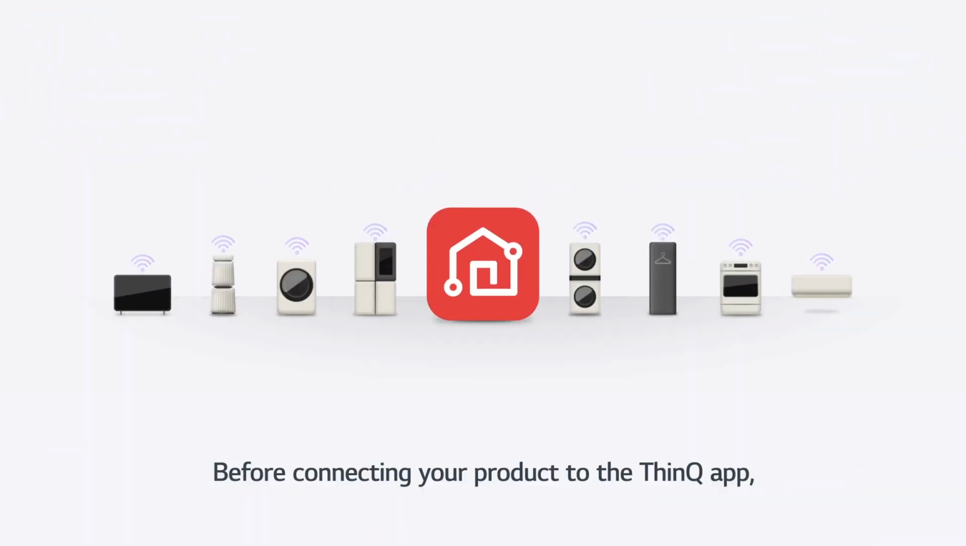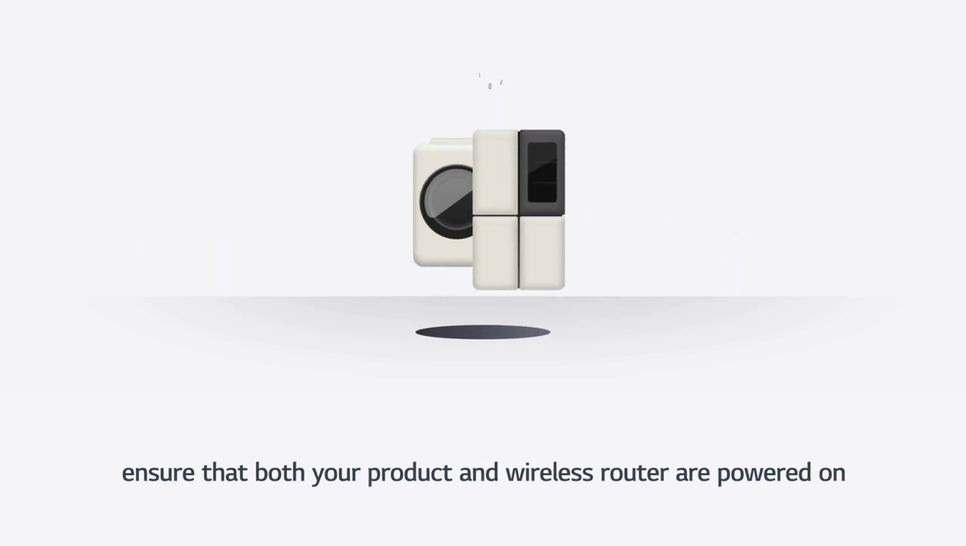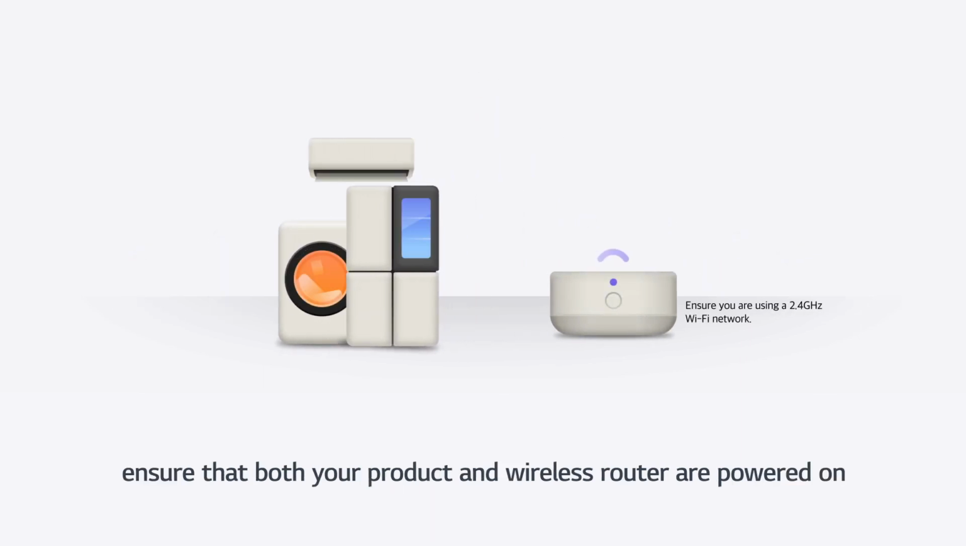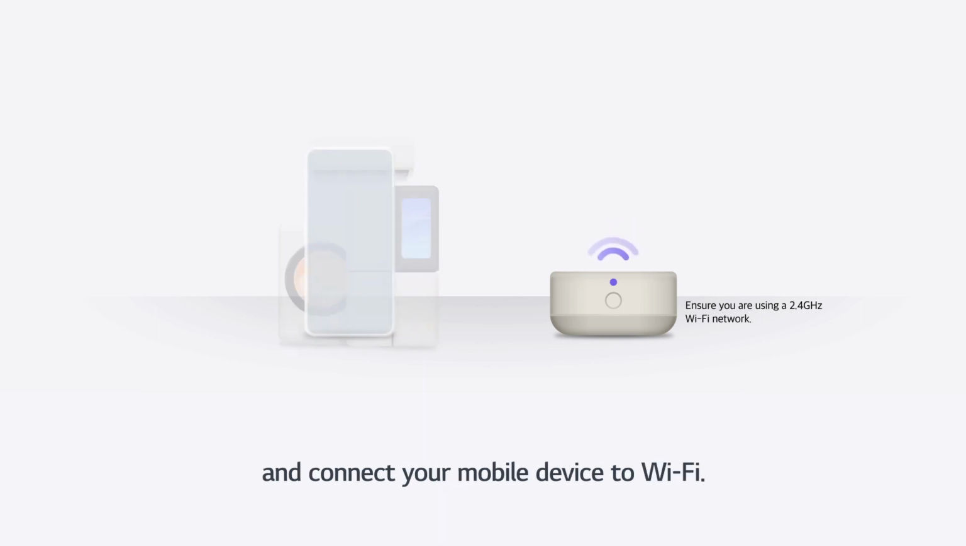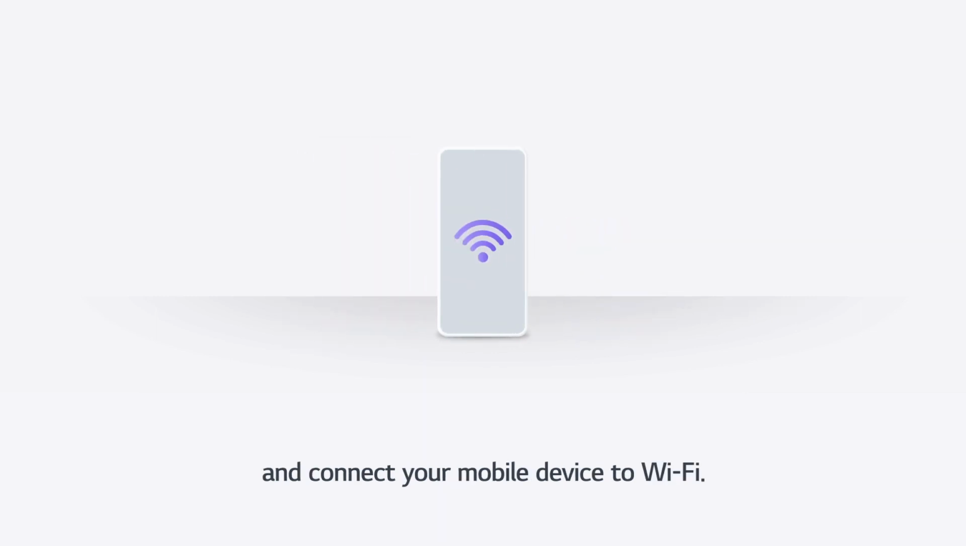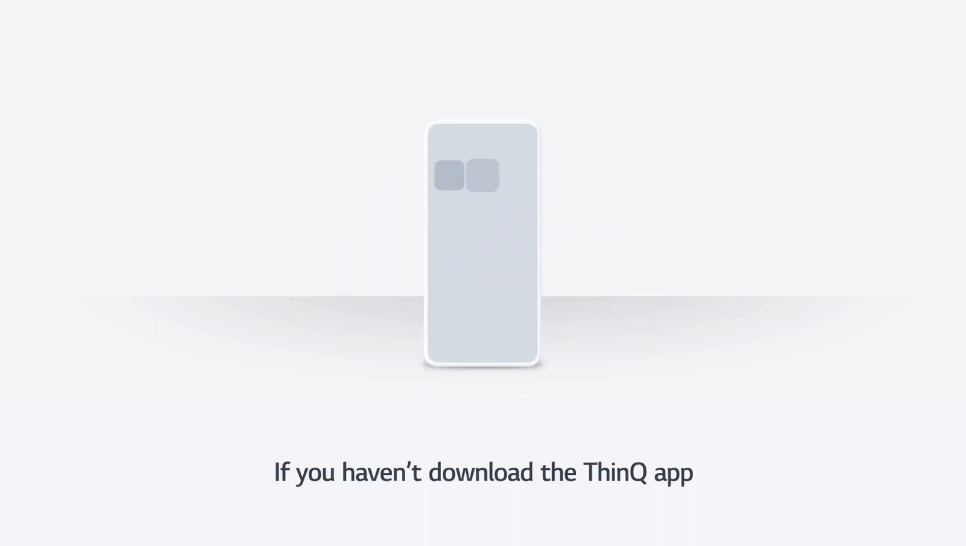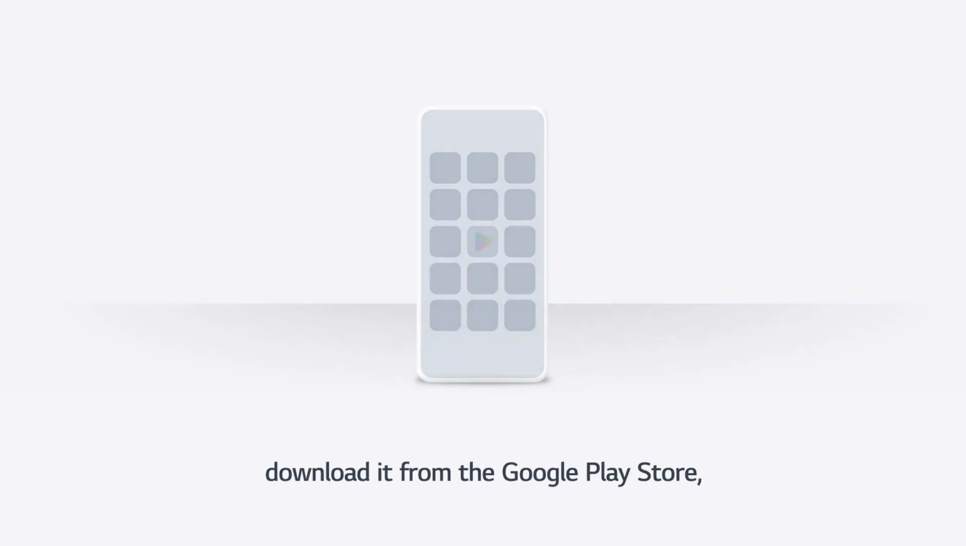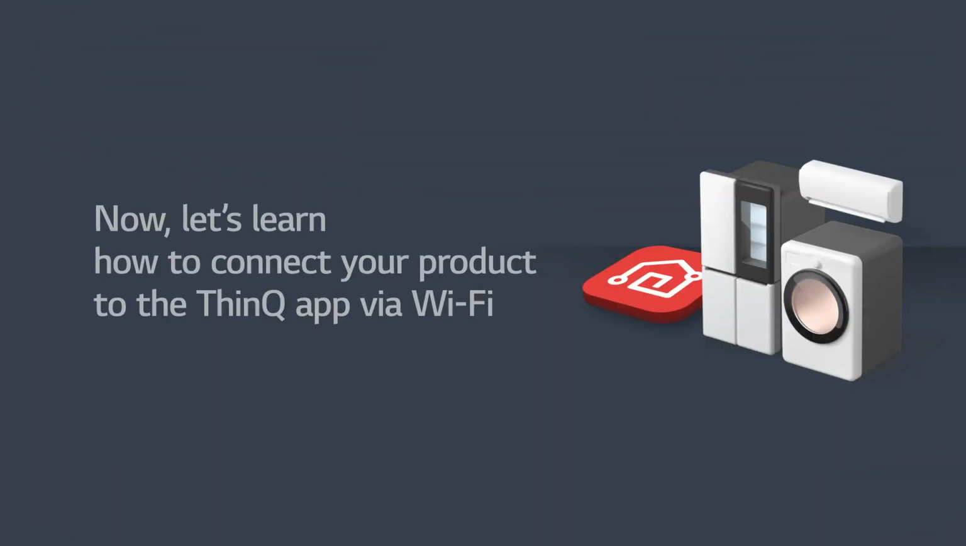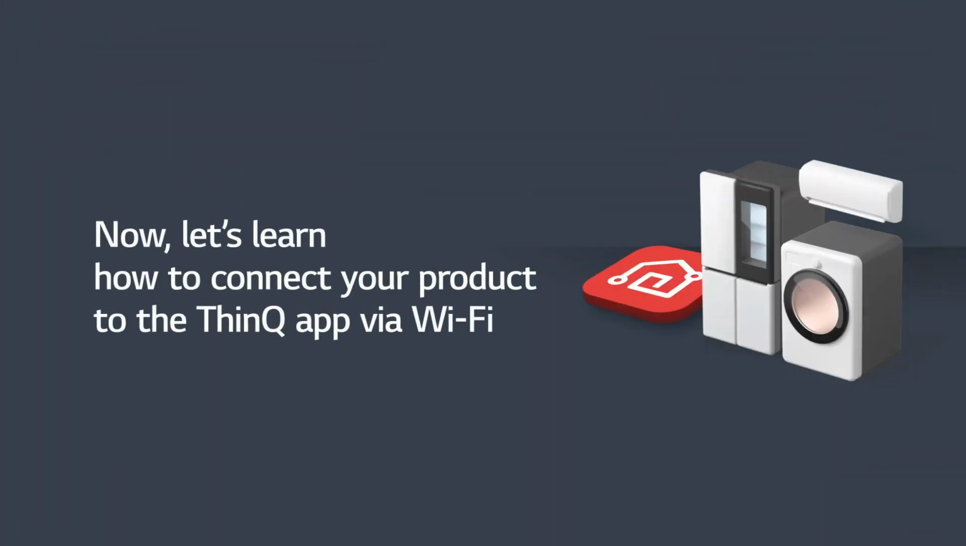Before connecting your product to the ThinQ app, ensure that both your product and wireless router are powered on, and connect your mobile device to Wi-Fi. If you haven't downloaded the ThinQ app, download it from the Google Play Store. Run the app, sign up, and log in. Now, let's learn how to connect your product to the ThinQ app via Wi-Fi.